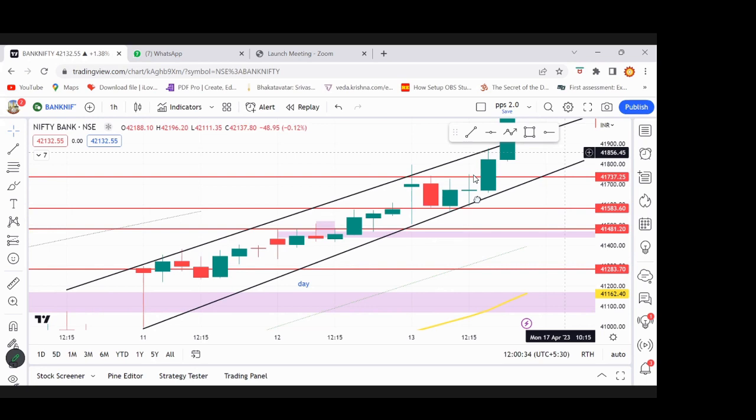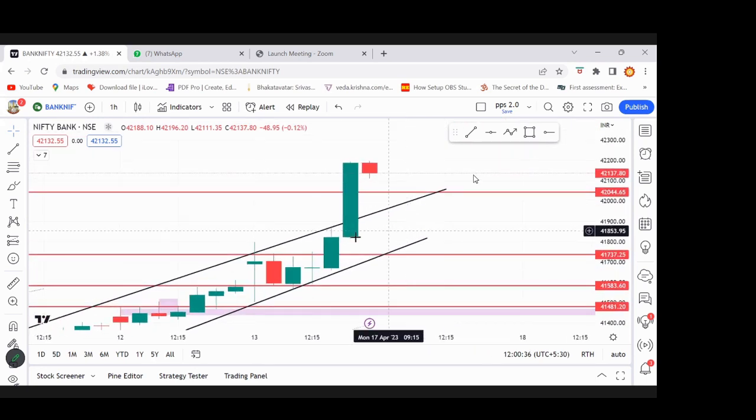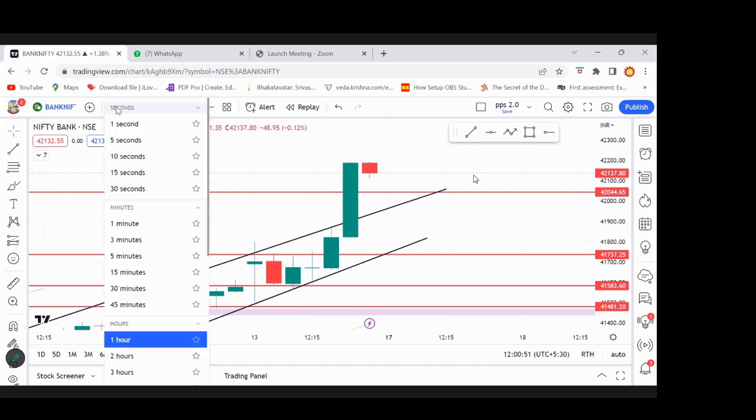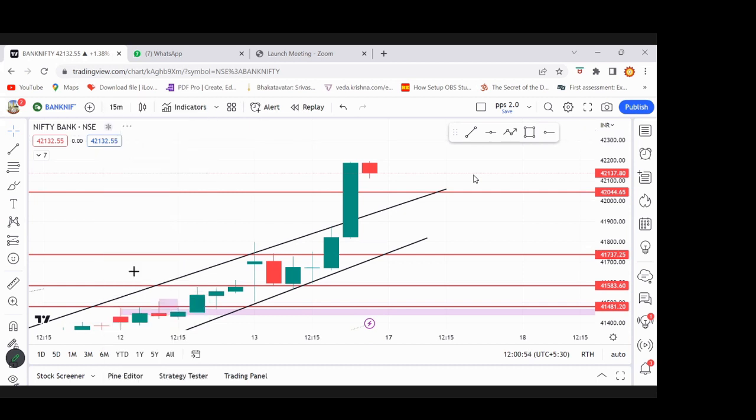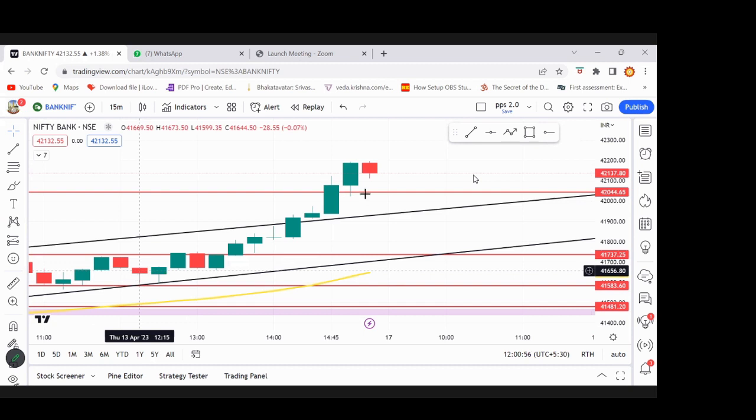Now my question is: if you see on the 1 hour time frame, a nice candle has formed, and this is completely a Marubozu, am I right? Correct. About 15 minutes back, we were talking on the 15 minute chart about a reversal happening over here, in Bank Nifty. So, sir, how can you say a reversal is possible?